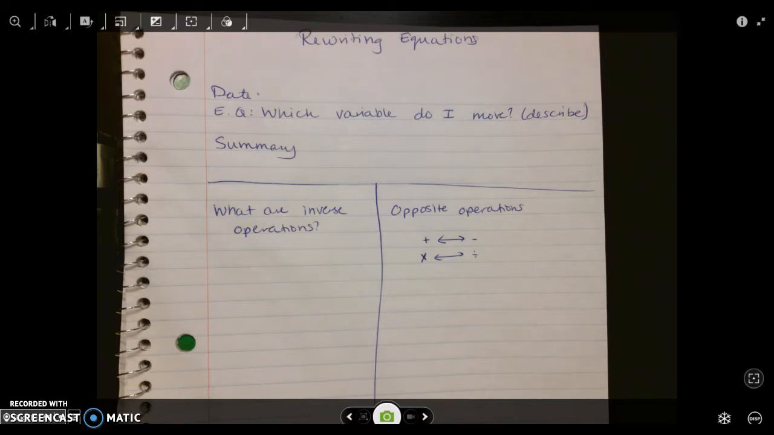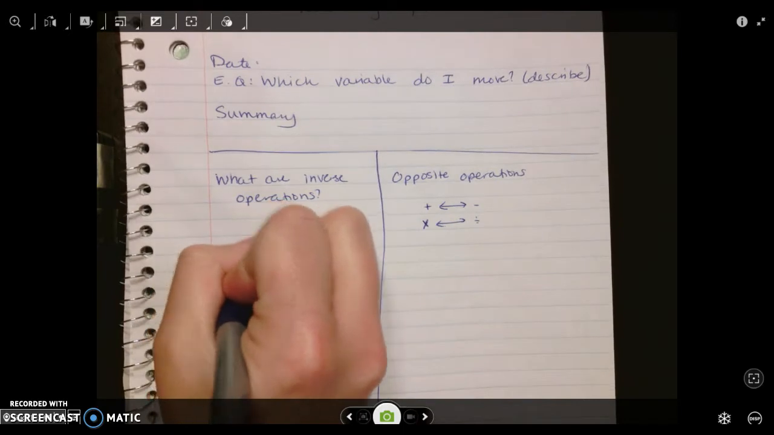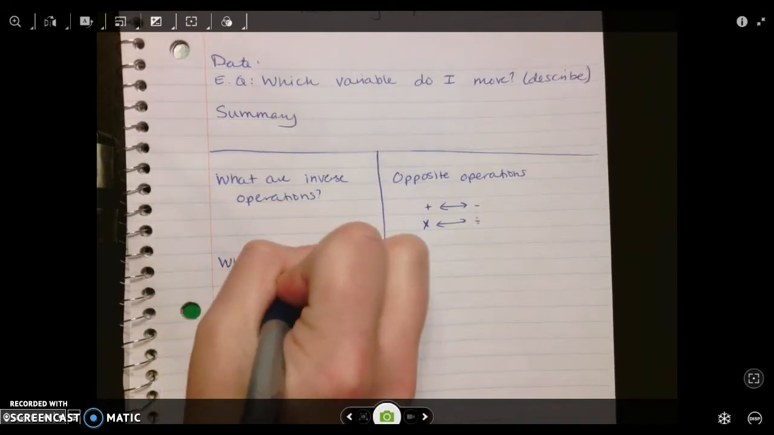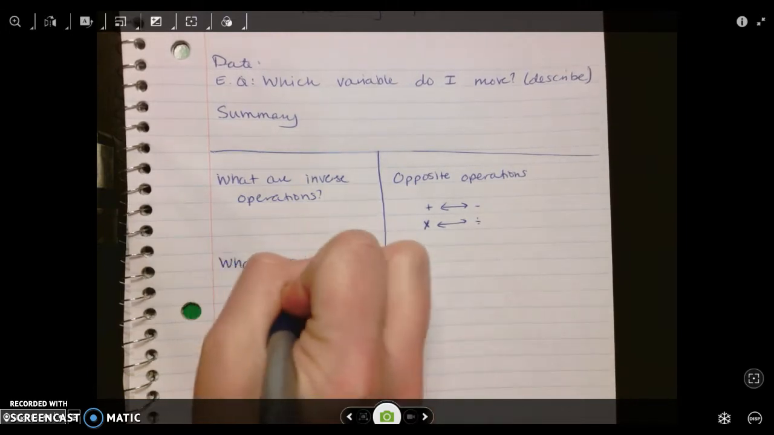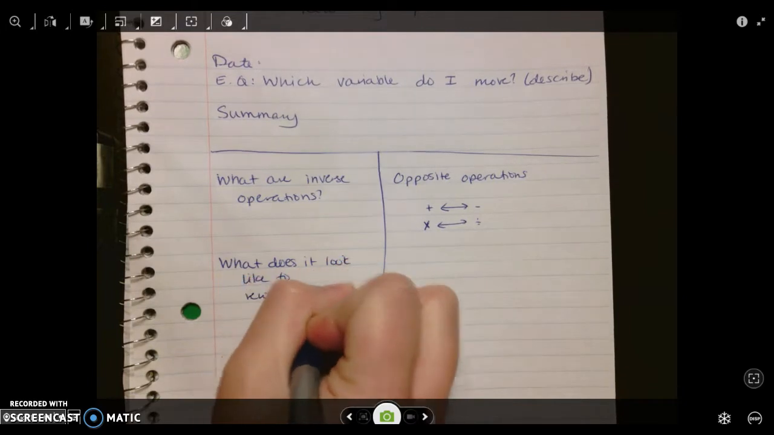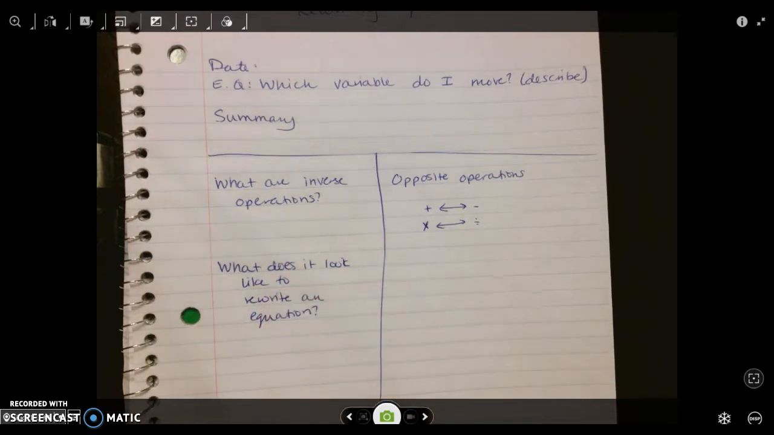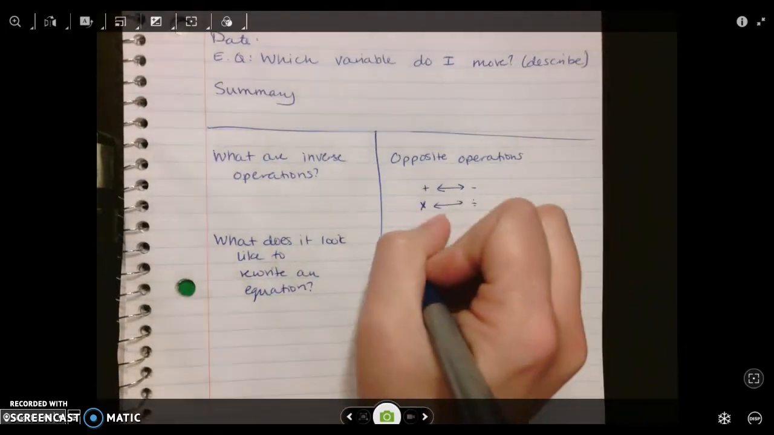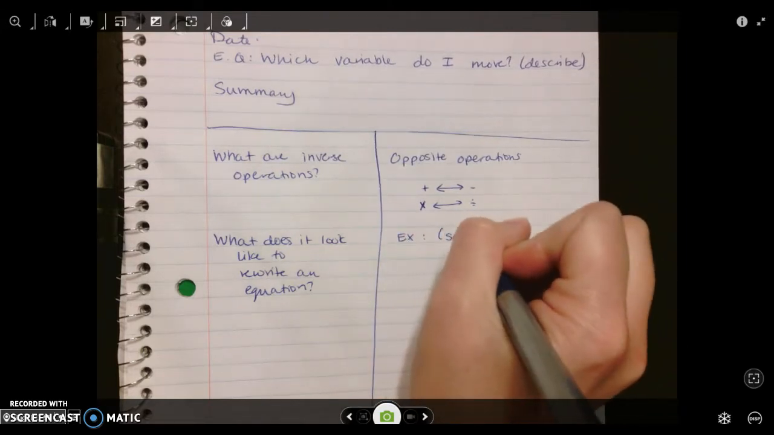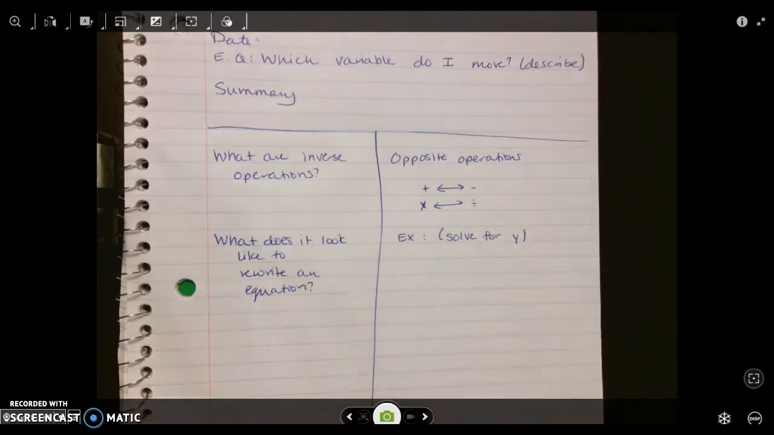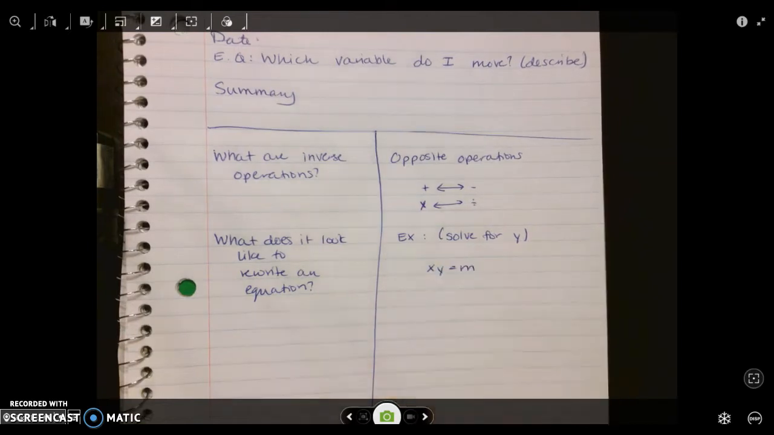Now, when it comes to rewriting equations, what does it look like to rewrite an equation? I'm actually going to go through two examples to kind of elaborate on this one. So here's your first one, and our goal is that we're always going to solve for y. So say, for example, I have xy equals m.